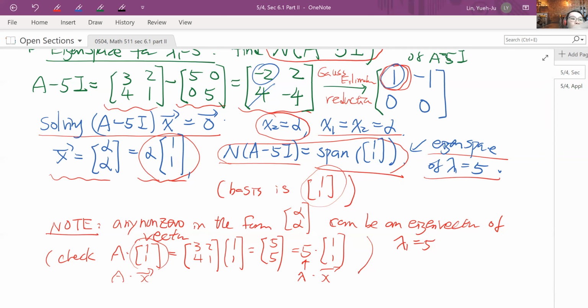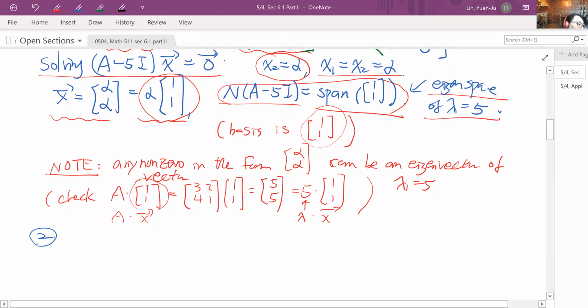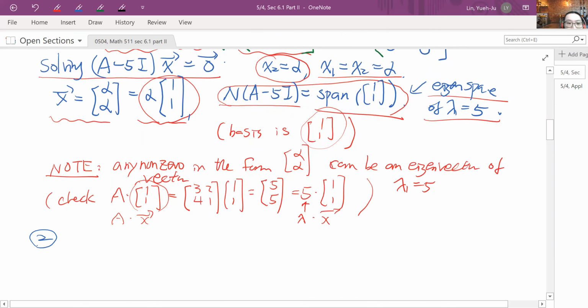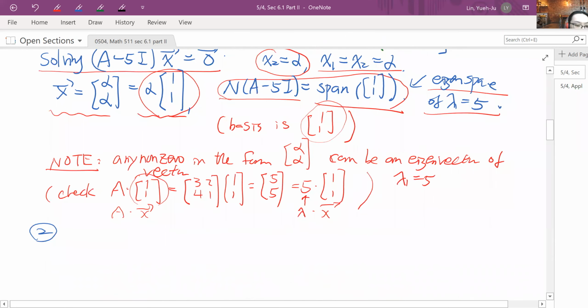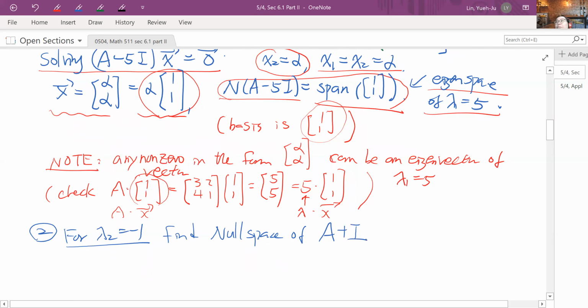Okay, so this is one of the eigenvalues. For the other one, I'm going to solve the eigenspace. The other eigenvalue is -1. So for the second eigenvalue, -1, I want to find the null space of A minus lambda I, but now lambda is -1. So I want to do A plus I, and let me just calculate A plus I first. A is [3, 2; 4, 1] plus identity.